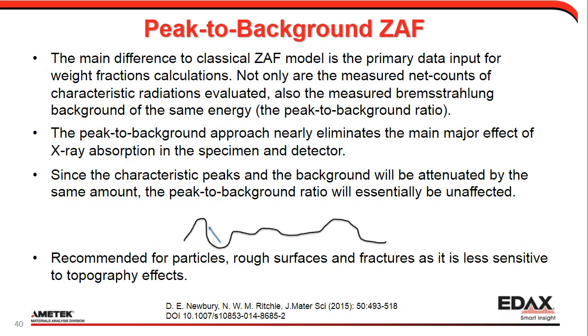In addition to the traditional ZAF quant model, we have a peak-to-background ZAF quant model to choose from. The main difference to the classical ZAF model is the primary data input for weight fraction calculations. For the peak-to-background model, not only are the measured net counts of characteristic radiations evaluated, but also the measured Brimstone background of the same energy. That means we calculate the peak-to-background ratio.